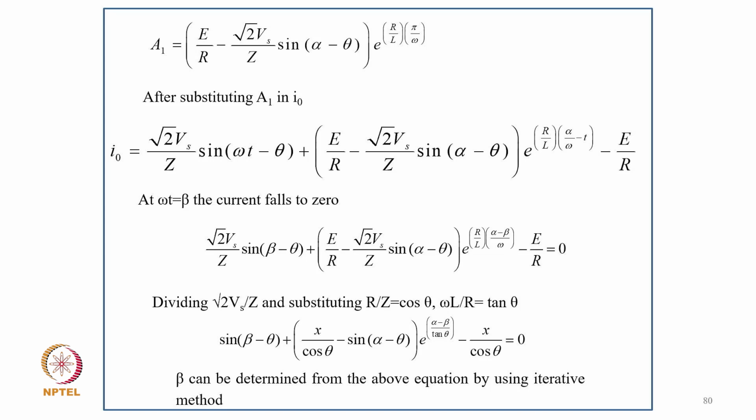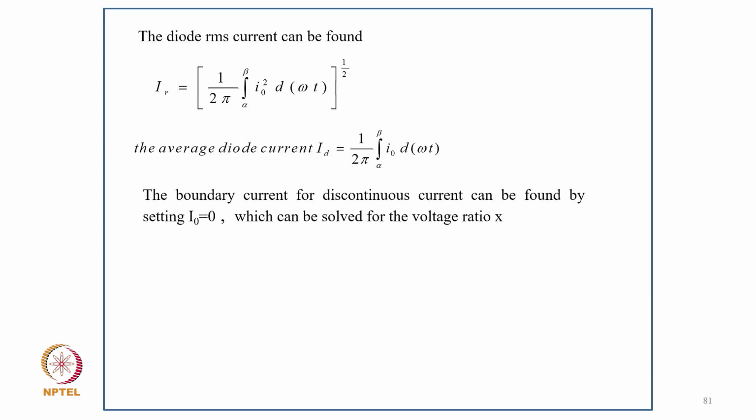So dividing by root 2 Vs upon Z and substituting R upon Z equal to cos theta and omega L upon R equal to tan theta, sin beta minus theta plus x upon cos theta minus sin alpha minus theta, in bracket, e to power alpha minus beta upon tan theta, minus x upon cos theta equal to 0. So beta can be determined from the above equation by using the iterative method.